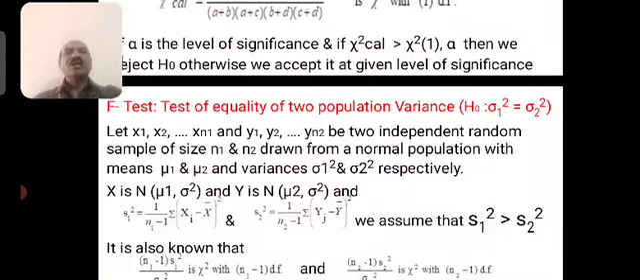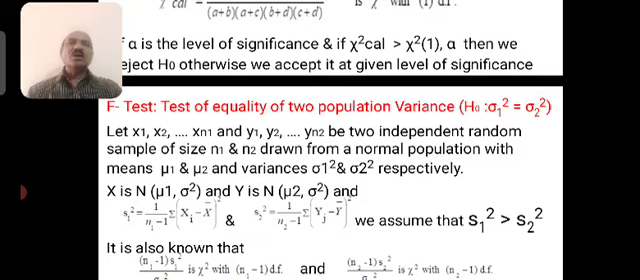Now we go for the last test, the F test, testing the equality of two population variances. In the first chi-square test, what did we test? We tested the variance, but it was a single variance test: H0 is sigma square equal to sigma naught square. But here, we have to test H0 such that sigma 1 square equals sigma 2 square. That means you have two populations whose variances are sigma 1 square and sigma 2 square respectively.